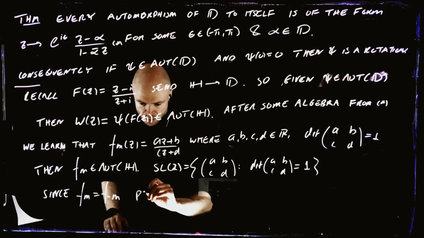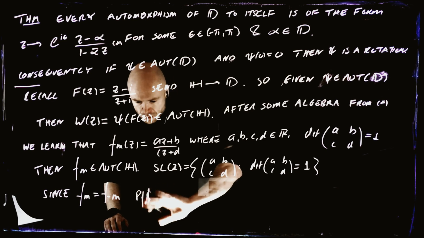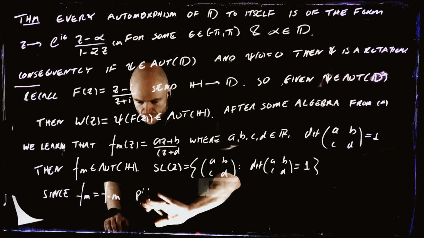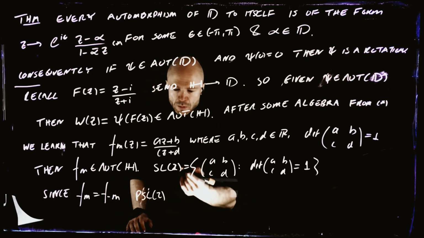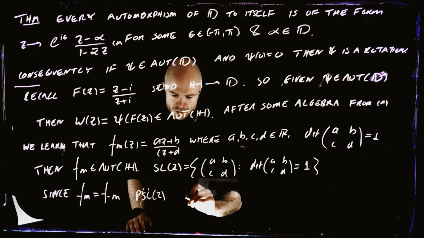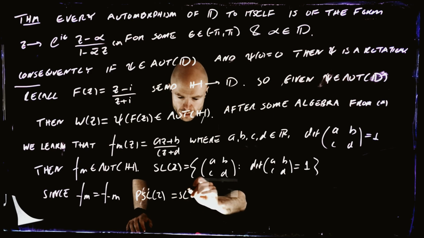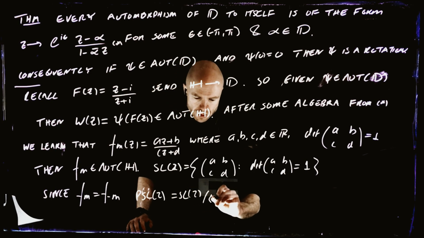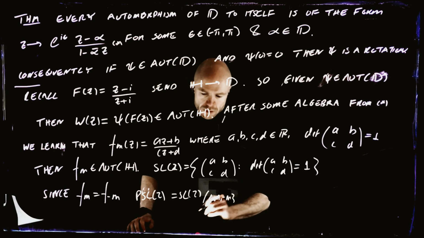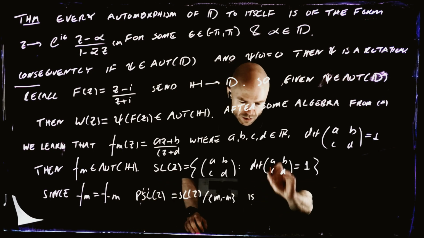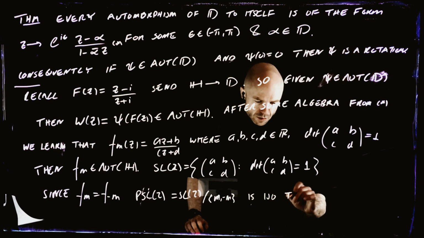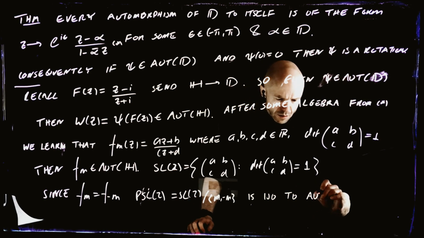This is called, I think, the projective special linear group, or PSL, when we mod out m and minus m. I don't know how to write this. It is isomorphic.